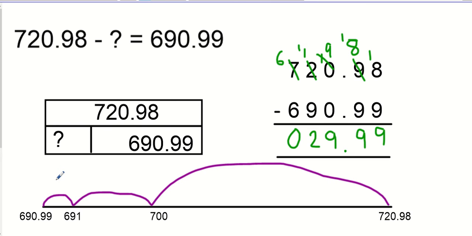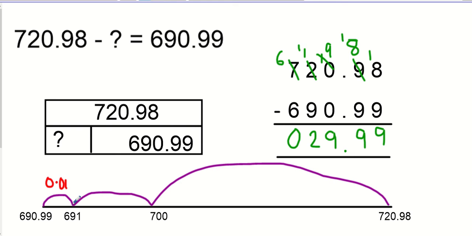So what am I adding to 690.99 to get to 691? Remember, that's the very next whole number. So I'm dealing with hundredths. I've got 99 hundredths. How many hundredths do I need to make a whole number? Hopefully your answer is 100. So I need to put my 0 point, and then I'm thinking about 100. So I need 1 in my hundredth column. So it's 0.01. Okay, that is a jump of 0.01.